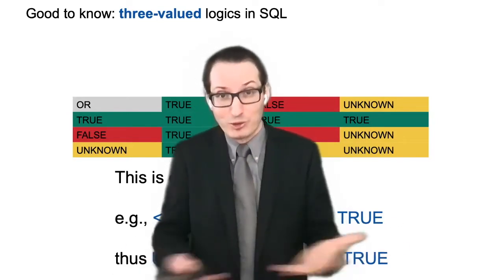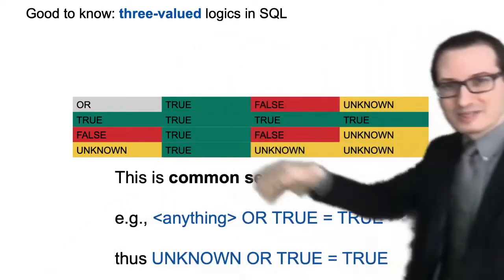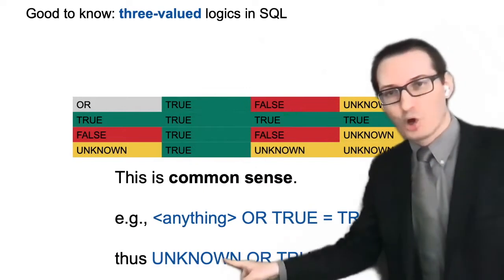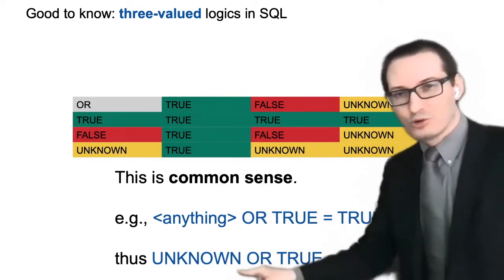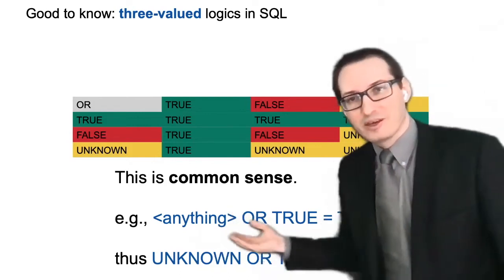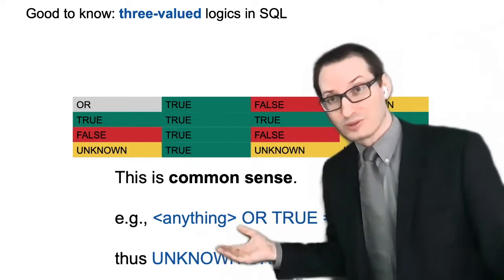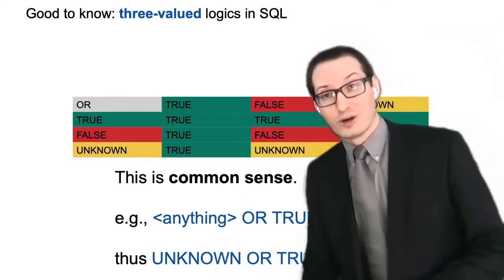Because you could not know the data. Maybe you don't know the data. And it just works like this. For example, if you have unknown or true, then unknown or true is going to give you true. This is just because anything or true is true, right? True or anything, that's always true. It's just 101 logic, right?